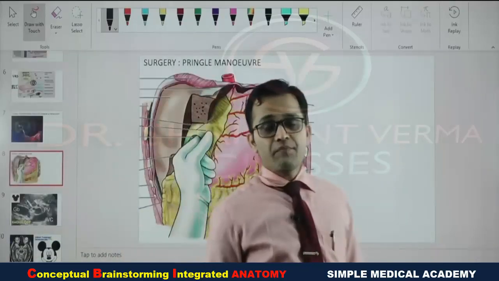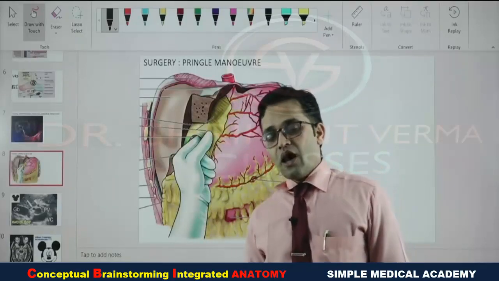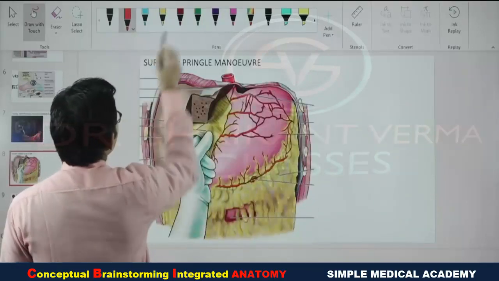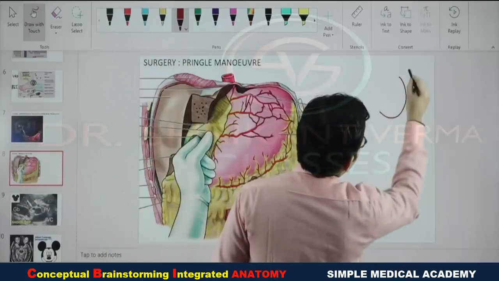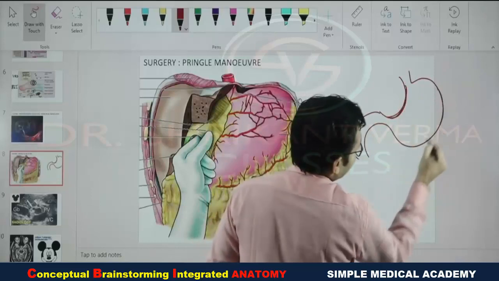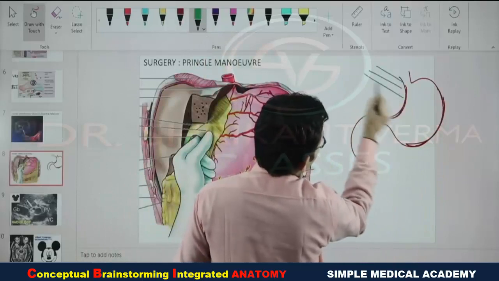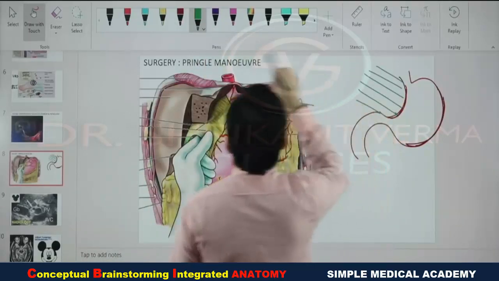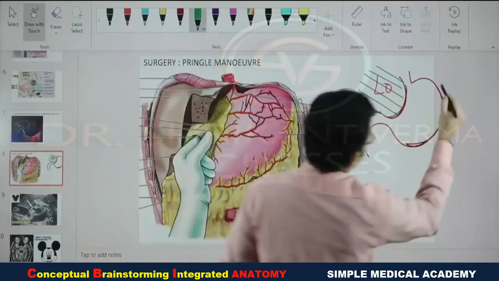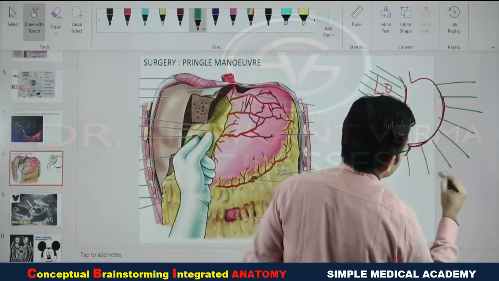Now we are going to talk about the clinical part of this structure, that is the Pringle maneuver. Now see what is happening. This is the stomach. Yes, in gross anatomy we will study that this stomach is having the lesser curvature and greater curvature. So the fold of the peritoneum which is attached along the lesser curvature is known as lesser omentum, while the fold of the peritoneum which is attached along the greater curvature is known as greater omentum.